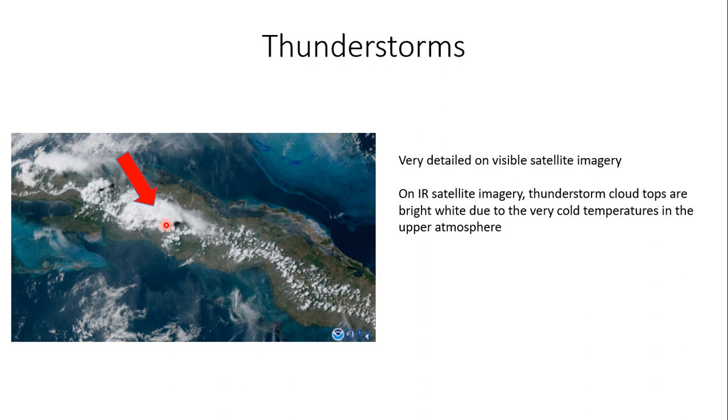Now in IR imagery, thunderstorm cloud tops are bright white due to very cold temperatures as that cloud rises in the vertical into the upper atmosphere.